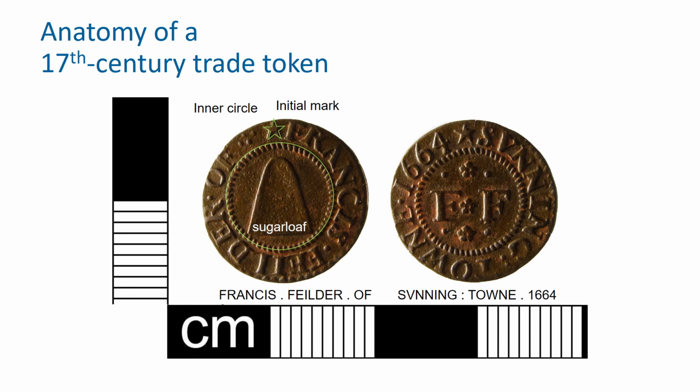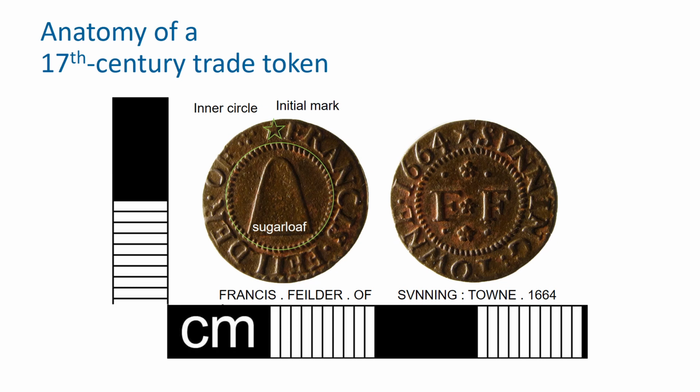Together, we get a Christian name and surname, followed by 'of', then the place name and the date. On the obverse here we have a design, and within the inner circle on the reverse a pair of initials, FF. These refer to Francis Fielder, so by abstraction we can say that the initials on a trade token should relate to the issuer. As you can see, there's an awful lot of information contained within these small tokens.